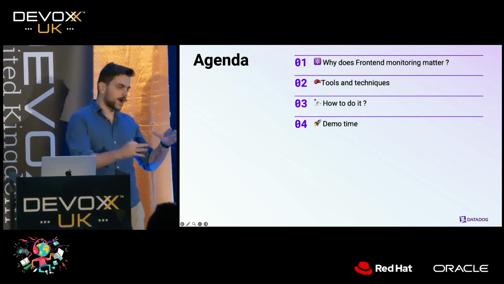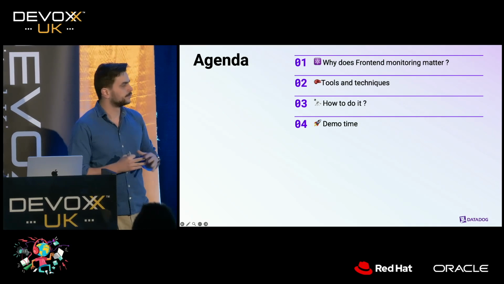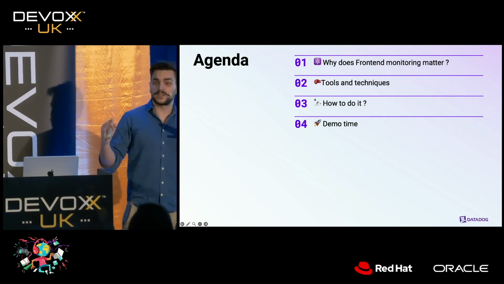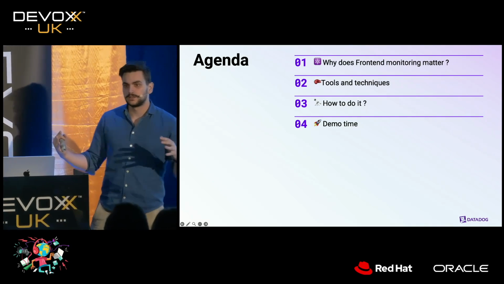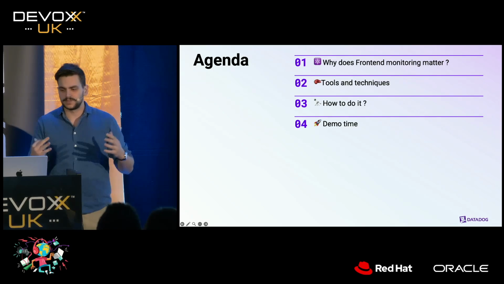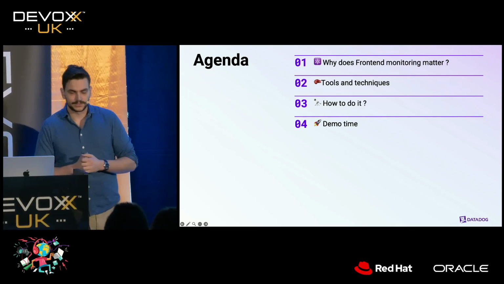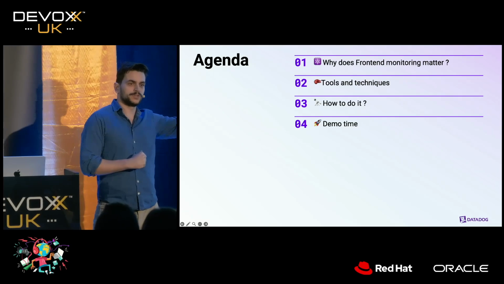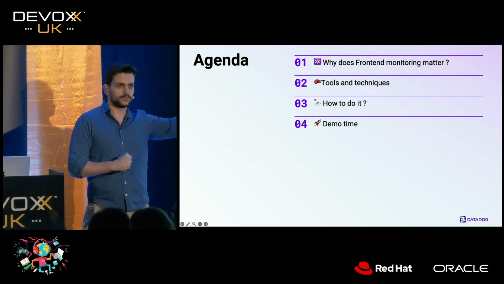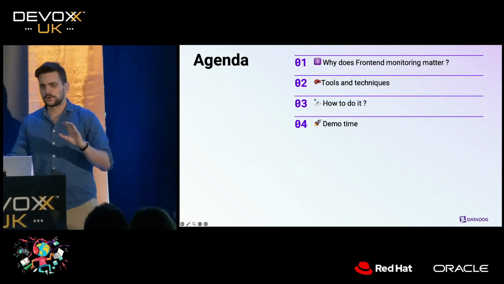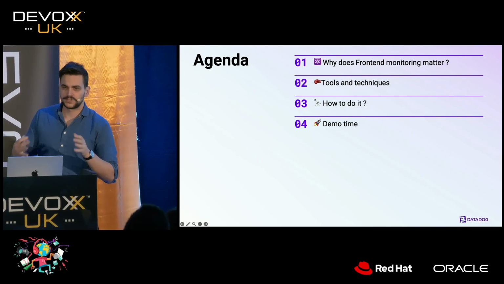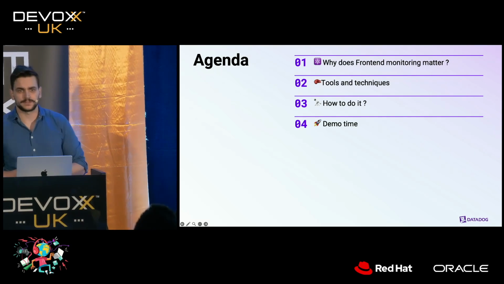So first, we will see why front-end monitoring matters. Then we will see the tools and techniques that we have today to monitor it and to put a bit of observability in it. Then we will see how to do it in a centralized way. And at the end, I will show you a bit of demo to see a proper application of this.